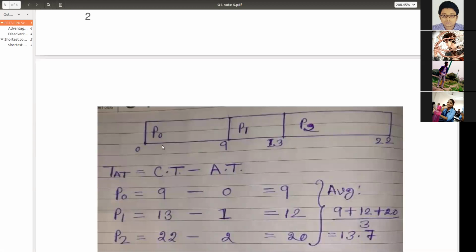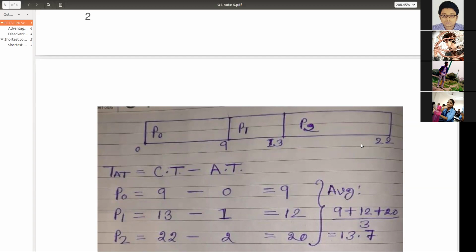So this will be the Gantt chart. This is known as the Gantt chart, and this Gantt chart will give you every information. Now we have to calculate the turnaround time. The formula for turnaround time is completion time minus arrival time. P0's completion time we have calculated from the Gantt chart is 9 and P0's arrival time was 0, mentioned in the question paper, so it will be 9.